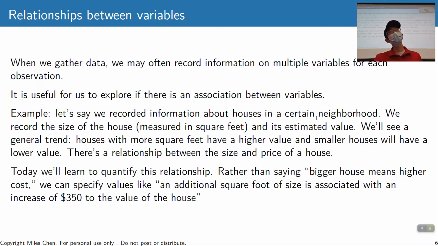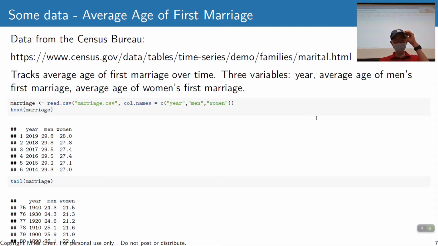So how do we figure that out? That's going to be the focus of today's chapter. All right, so we'll take a look at a data set here.